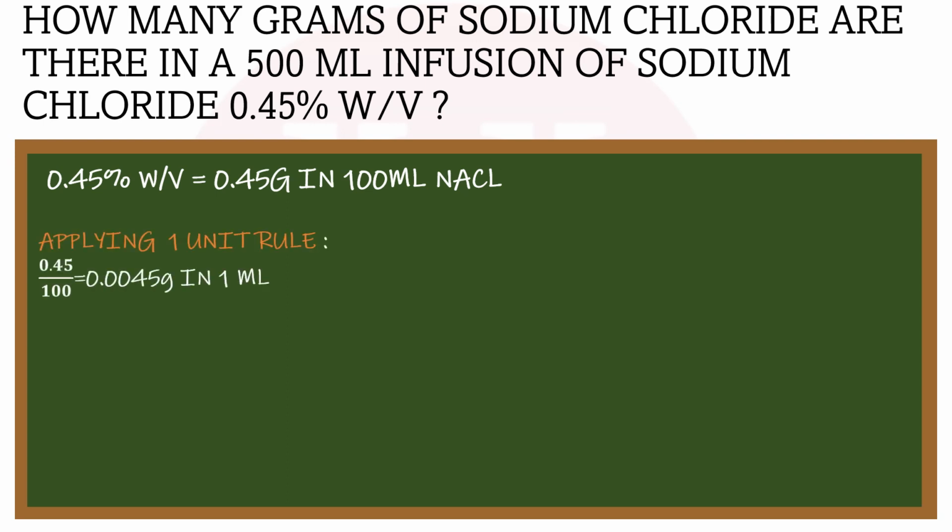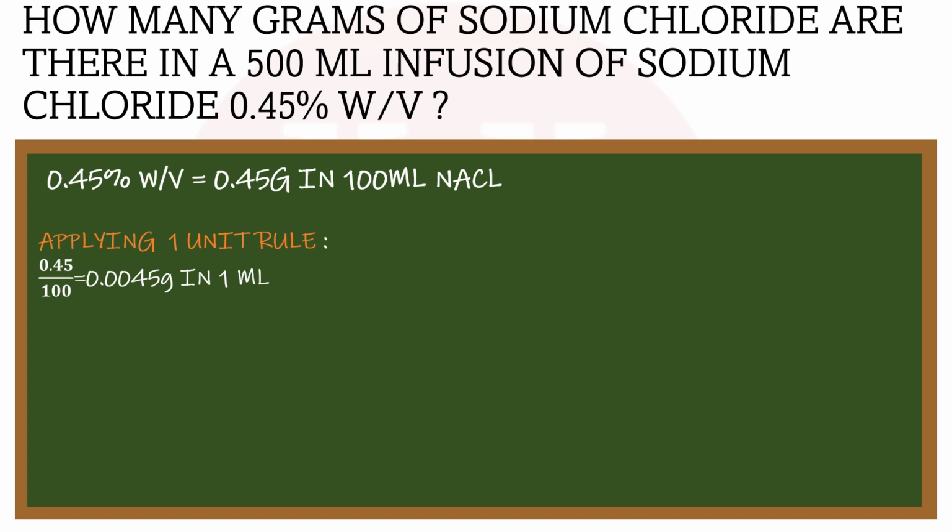Then applying the 1 unit rule, we will be calculating it out that in 1 ml how much grams of sodium chloride. So dividing 0.45 by 100, it gives us 0.0045 grams in 1 ml of the solution.